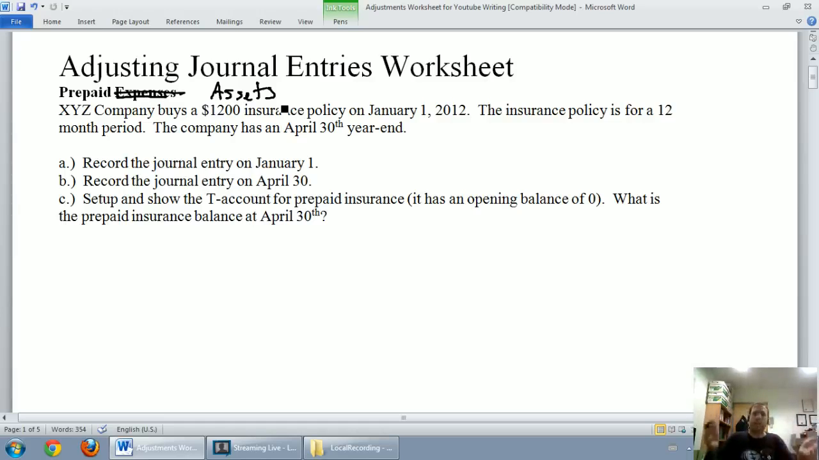All right, I think I've explained it. Maybe not the best, but I think you have a feel for it now. Let's work through this problem.